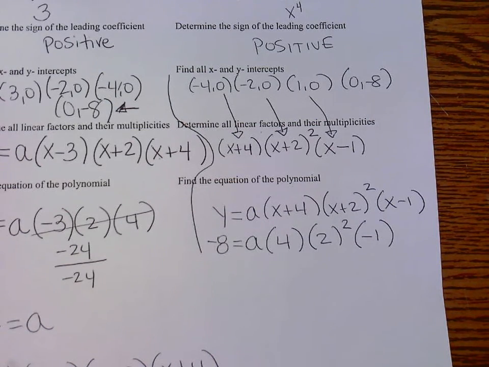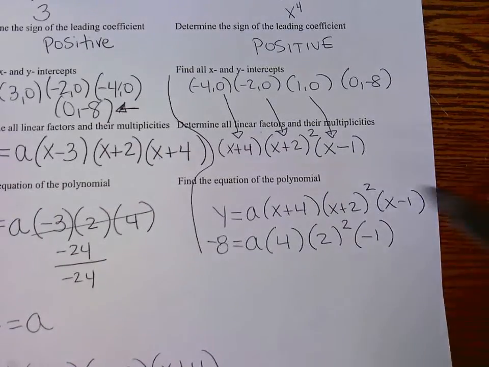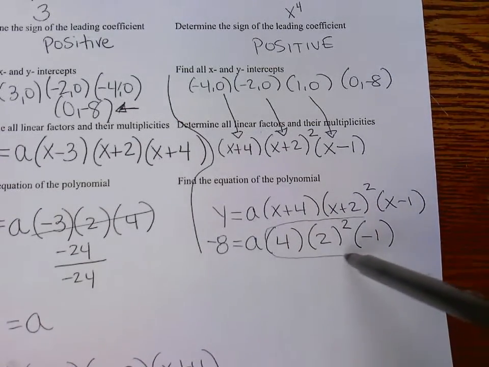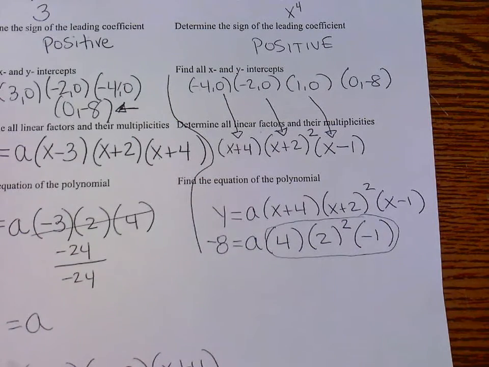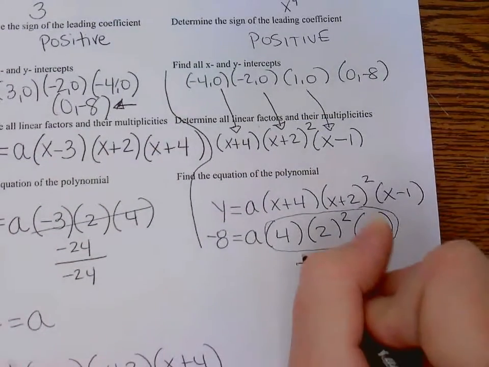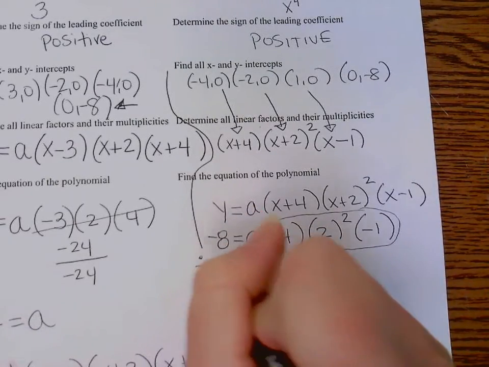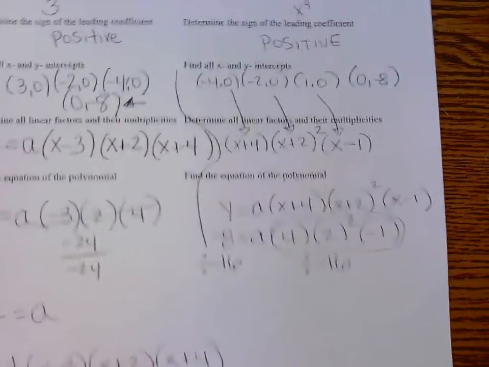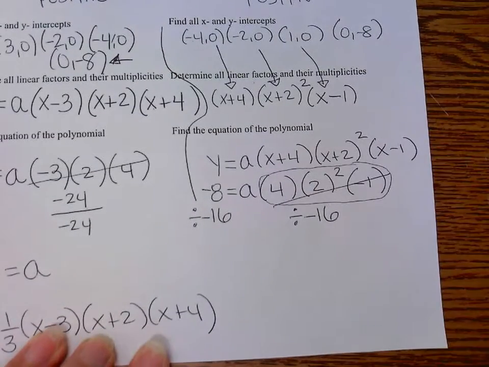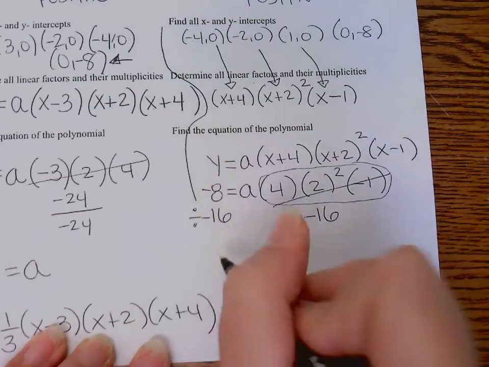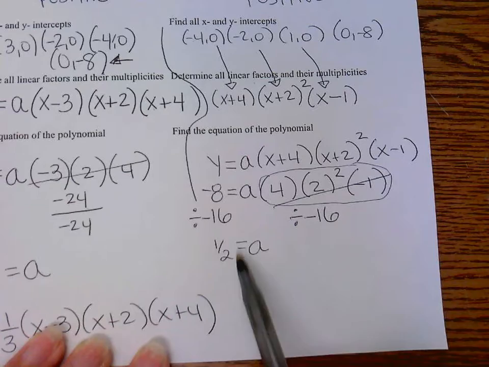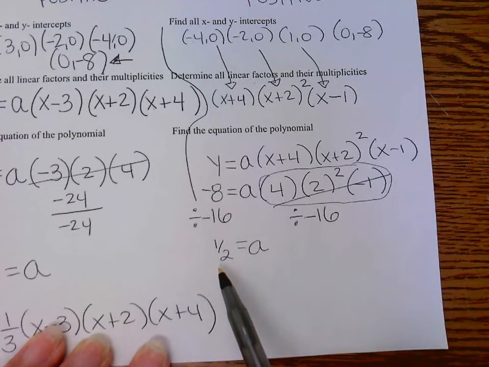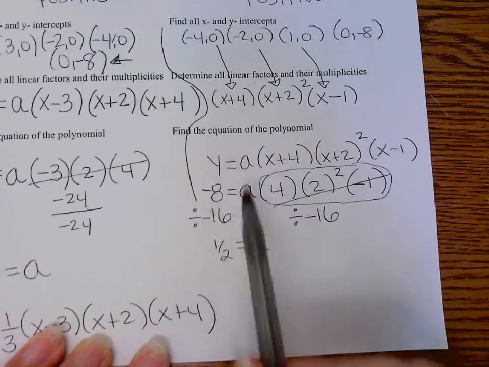So to solve for a, I have to multiply together 4 times 2 squared times -1. How much is 4 times 4 times -1? Yep, so I'm going to divide both sides of the equation by -16 to solve for a. See how that gets a by itself? So a must be positive 1/2 because -8 divided by -16 is positive 1/2. Remember we said the leading coefficient has to be positive? That's why I asked you that question, just so that you wouldn't make a mistake with the negatives.